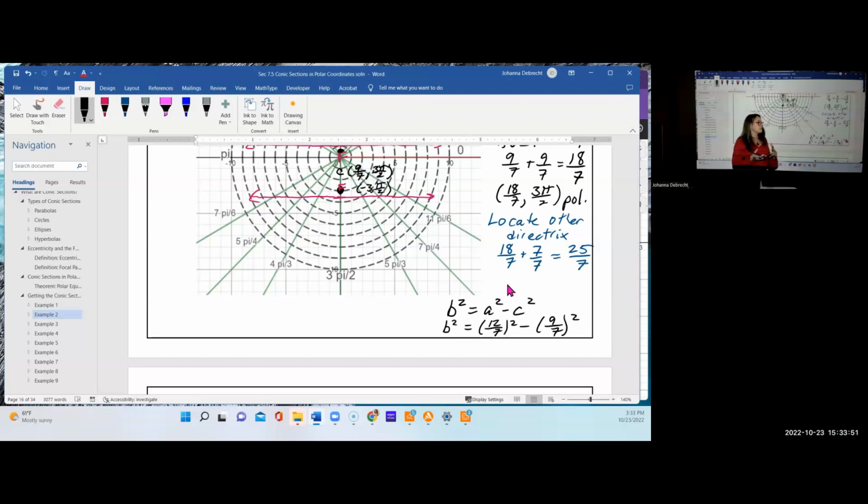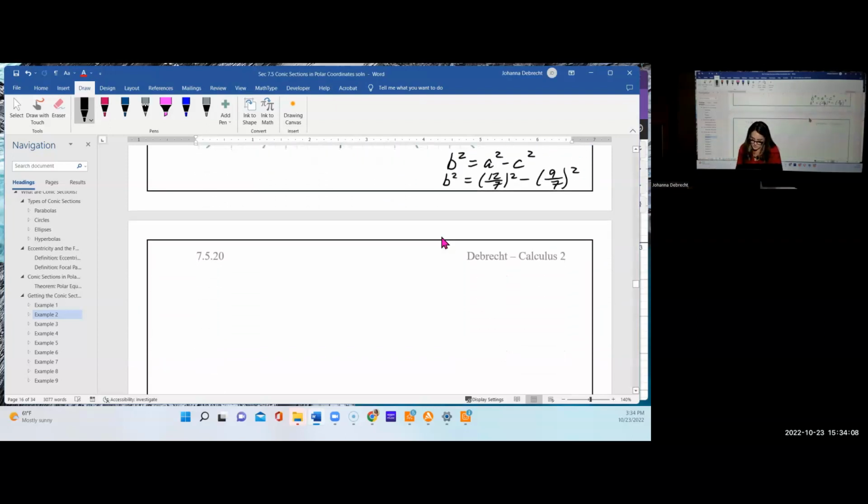Now, when we add those together, they have the same denominator, so it's going to be 49. We have 144 minus 81, which turns out to be 63, I believe. Yes, 63. So coming down here, we have b squared equals 63/49. So b is going to be over 7, and it's going to be 3 square roots of 7, which of course can also be written as 3 over the square root of 7.